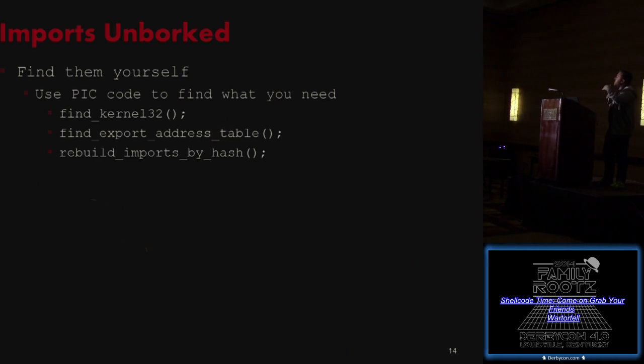So you can find where kernel32 is. There's a series of, I think, 4 instructions that will get you the base address of kernel32. You can find the export address table of kernel32.dll, and then you can rebuild all of your import table by hash. You can do it in uglier ways, like string comparing the import address table names. There's a ton of different ways to do it, but you can rebuild your whole import address table on the fly anywhere in memory. So that's how you handle imports.